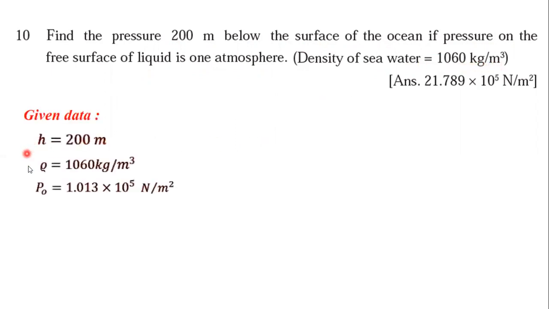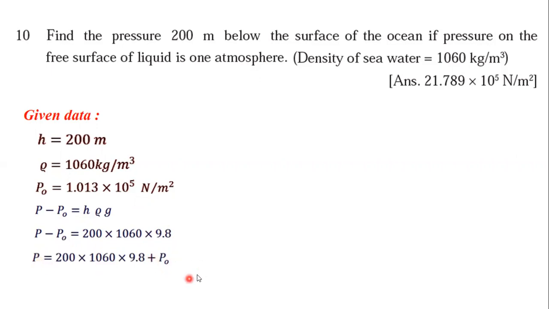Now let us enlist the given quantities. H is 200, density is 1060, and this is the atmospheric pressure. It is 1 atmosphere. 1 atmospheric pressure is equal to 1.013 into 10 raised to 5 Newton per meter square. Now we know the formula of pressure. P is equal to P0 plus H rho g, or we can write P minus P0 is equal to H rho g. So H is 200, rho is 1060, g is 9.8.